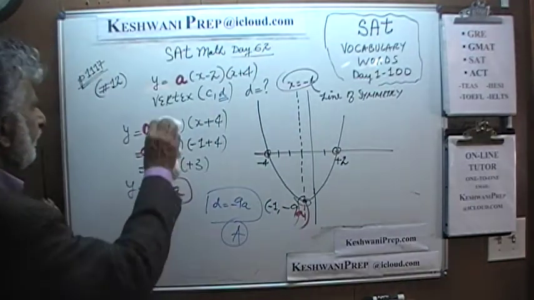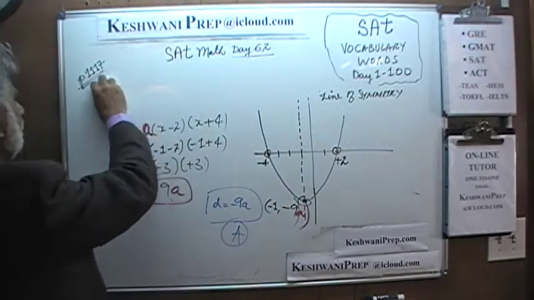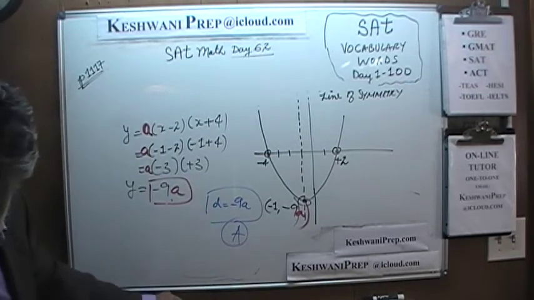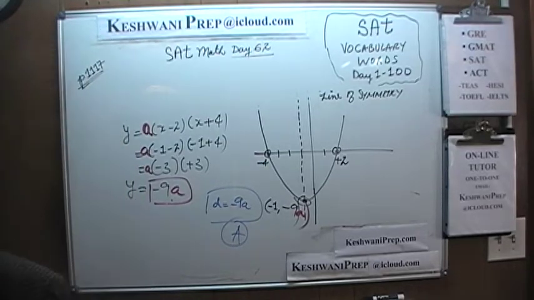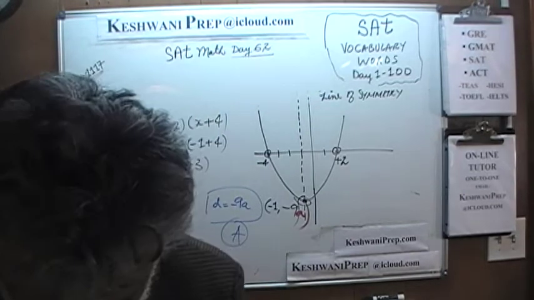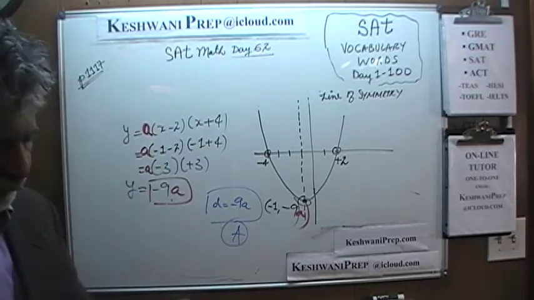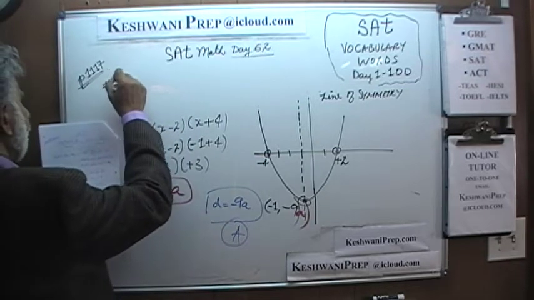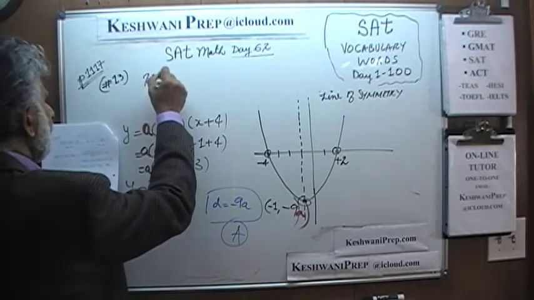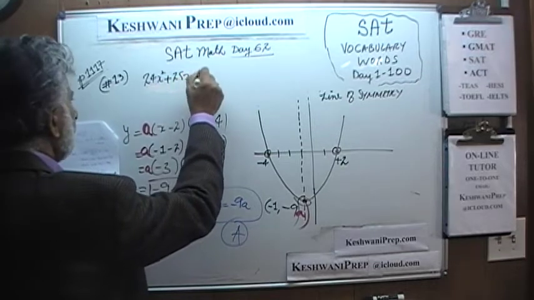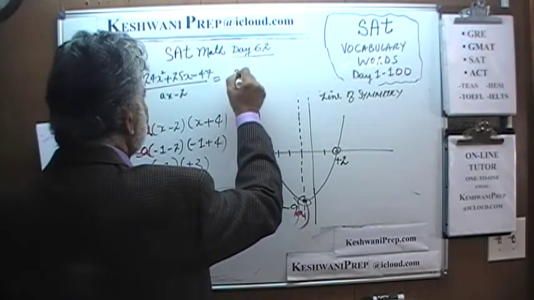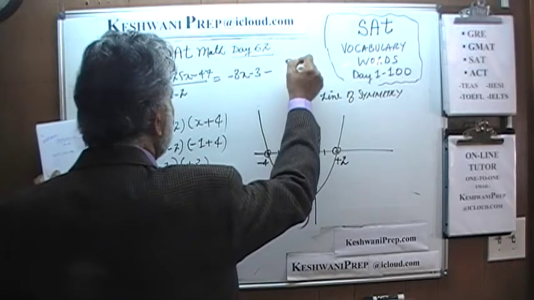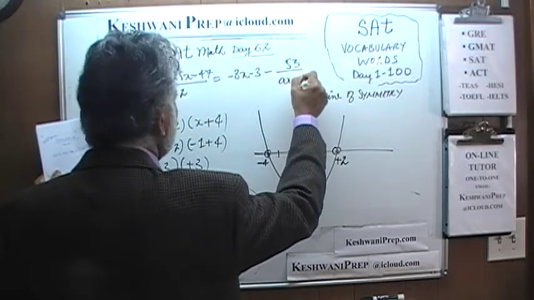Let's look at the next one, number 13. In number 13, we are given an equation that looks something like this: (24x squared plus 25x minus 47) over (ax minus 2) has to equal negative 8x minus 3 minus 53 over (ax minus 2).